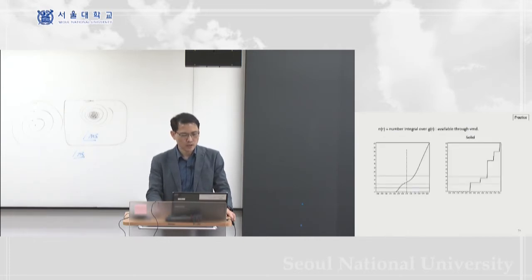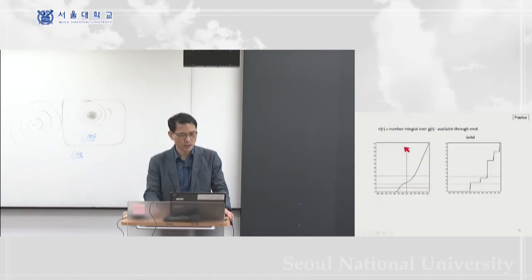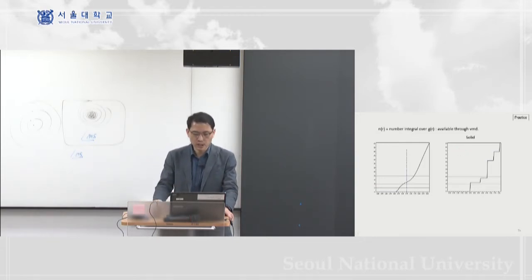Okay. So then also within the VMD, you have this integrated g(r). If you integrate this g(r), it will give you the n(r), the number of atoms. So this is the position of the first dip. The number corresponding to here is about 12. Okay, so this 12 is the average coordination number in the liquid phase.